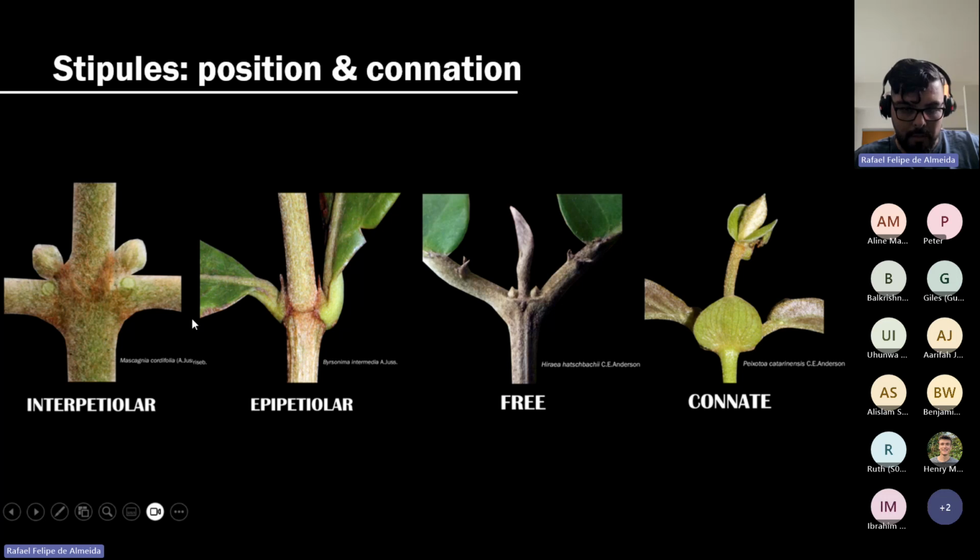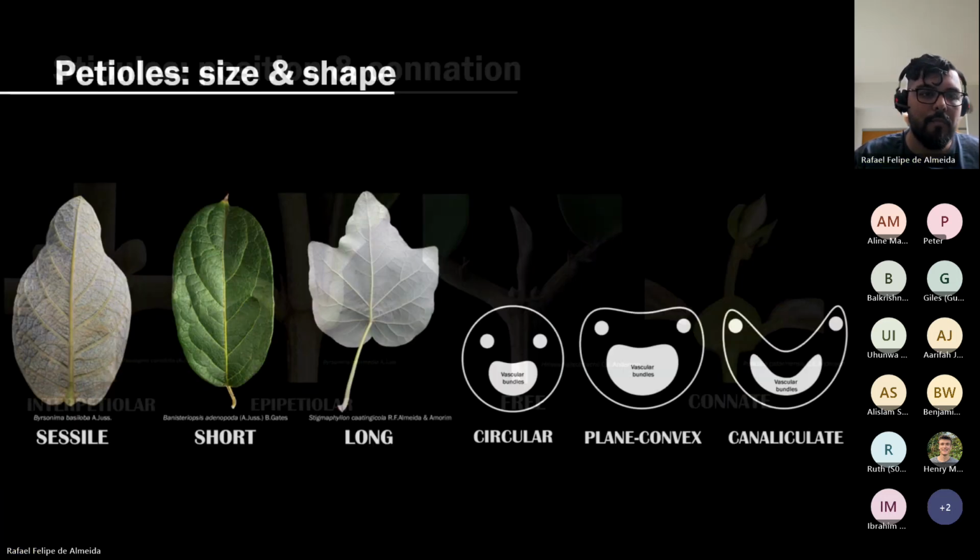Stipules can also be free. So they are free most of the time, like you're seeing here in this image. But in a few specific genera, this one called Peixotoa, that is very common in the savannas of Brazil, both of those stipules are connate, they are fused into a single structure. And this kind of thing also happens in some other genera of Malpighiaceae, which is very, very interesting.